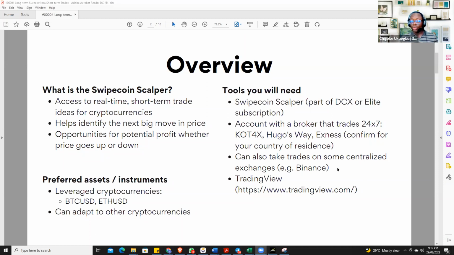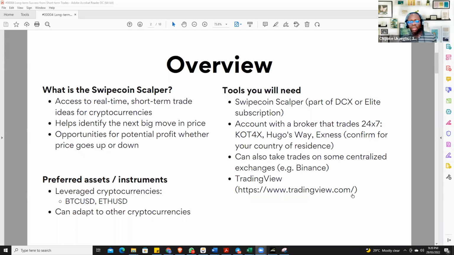The interesting thing though is you can also take these Bitcoin trades or these Ethereum trades on centralized exchanges like Binance. We won't talk about doing that on Binance today, that's a bit more advanced. Today, we're just going to focus on using the tools that these brokers provide, something called MetaTrader 4. That's just the name for the platform or the software that we'll be using.